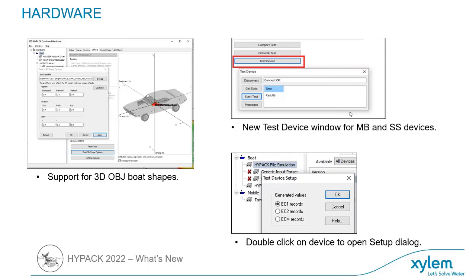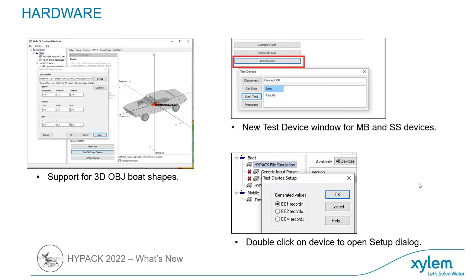A couple other features we've done: we added a new test device window in hardware. This certainly aids with some of the network devices. You get a little more information when verifying that you are connected; you're seeing an actual data string come through. This came from a couple of customers having issues, basically troubleshooting a couple of LiDAR units, and we thought it would be a good idea to help with QC by being able to see actual data coming through to verify that we're connected and receiving data.